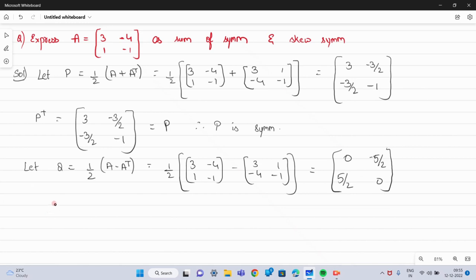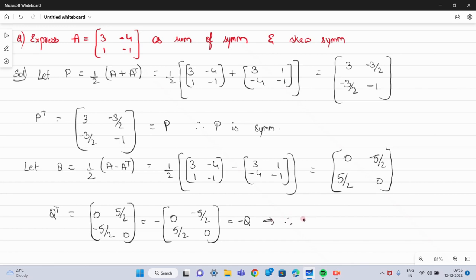Now let's check by taking Q transpose. Q transpose becomes 0, 5 by 2, minus 5 by 2 and 0. Take minus common, you'll get as 0, minus 5 by 2, 5 by 2 and 0, which is nothing but minus Q. From here we can say Q is a skew-symmetric matrix.